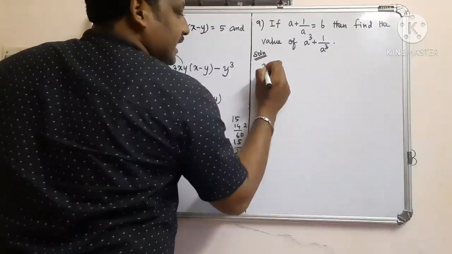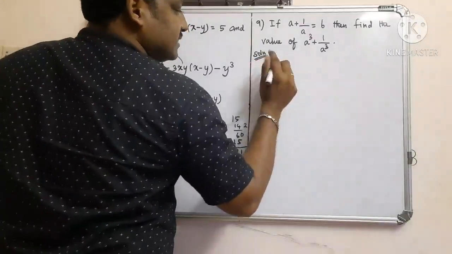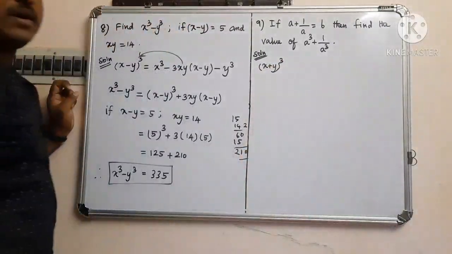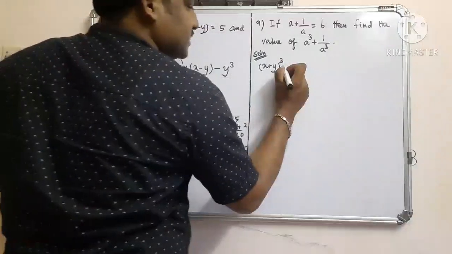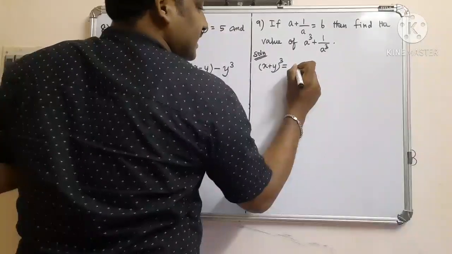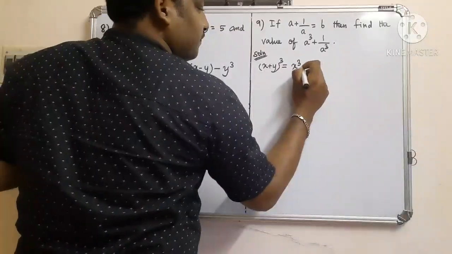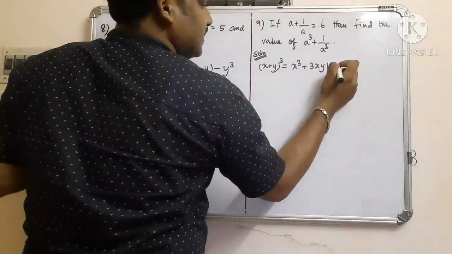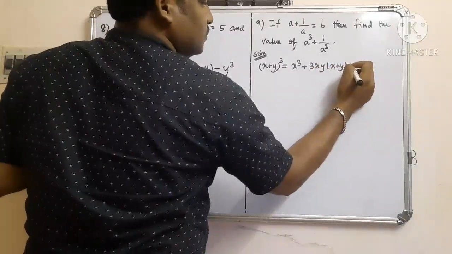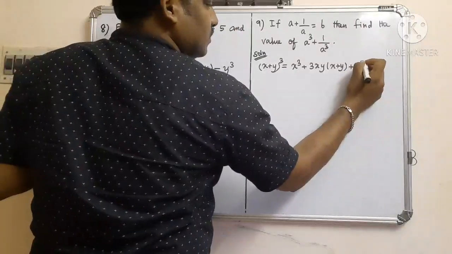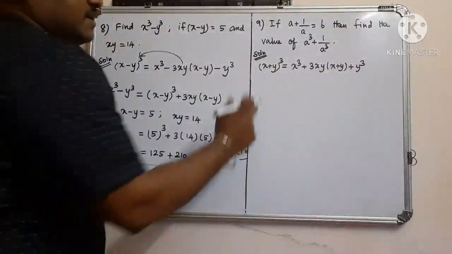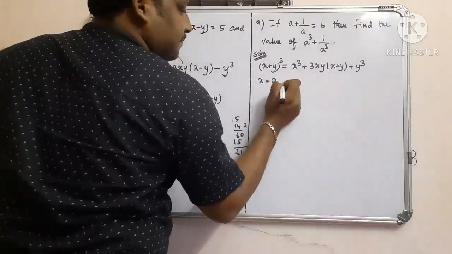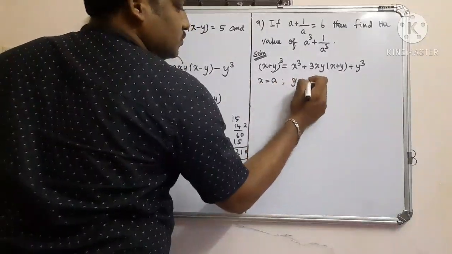x plus y the whole cube. We know the identity formula, which is x plus y the whole cube, which is equal to x cube plus 3xy into x plus y plus y cube. So instead of x, you should substitute a. Instead of y, you should substitute 1 by a.